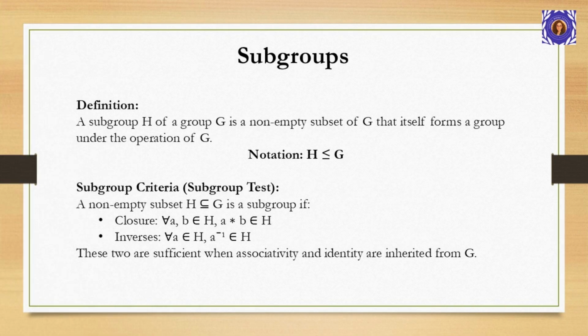A subgroup H of a group G is a non-empty subset of G that itself forms a group under the operation of G. We write H is less than or equal to G to denote that H is a subgroup of G. The subgroup test tells us that a non-empty subset H contained in G is a subgroup if it satisfies two conditions. First, closure. For all A, B belonging to H, A star B belongs to H. Second, inverses. For all A belonging to H, A inverse belongs to H. These two conditions are sufficient when associativity and identity are inherited from G.